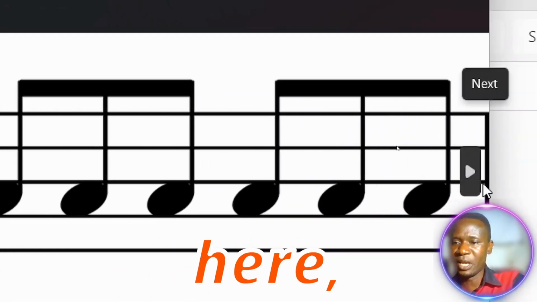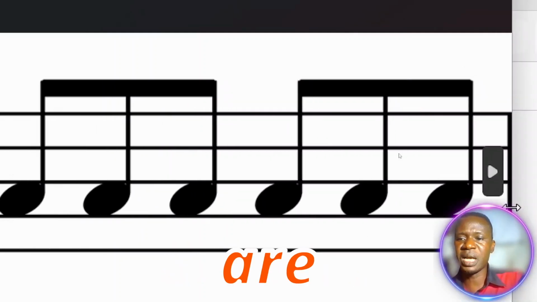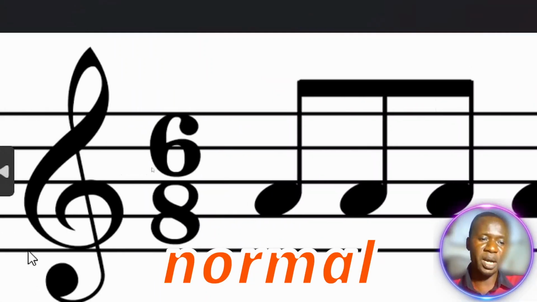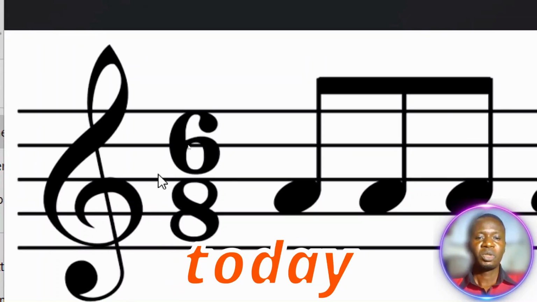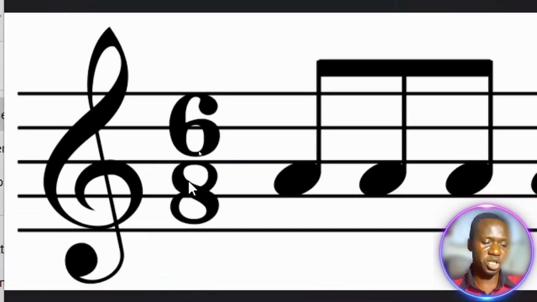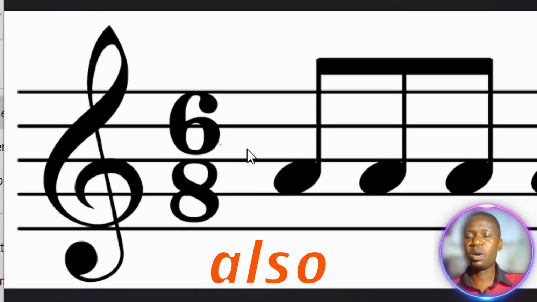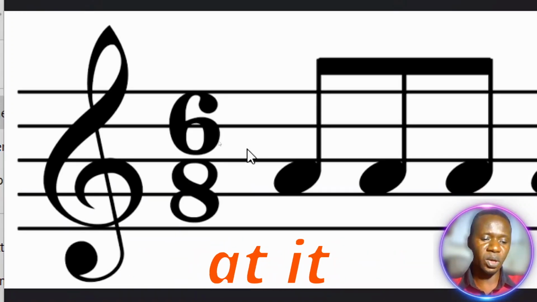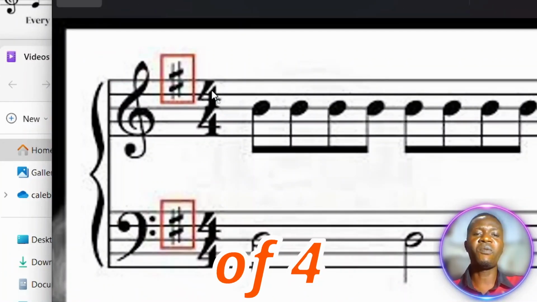There is a line here. There is a line here. So 8 beats are inside this on a normal basis. So this is what it is all about. Today we'll be talking about this time signature. And before we get to this time signature, there is another one I also want us to look at first. If you look at it, you discover that it has a time signature of 4 by 4.